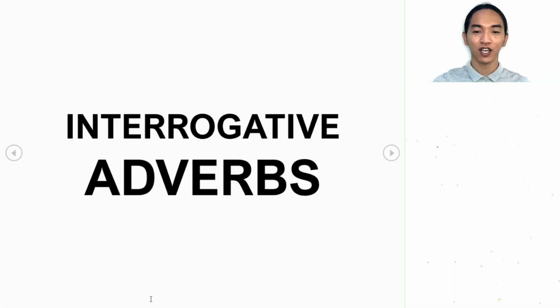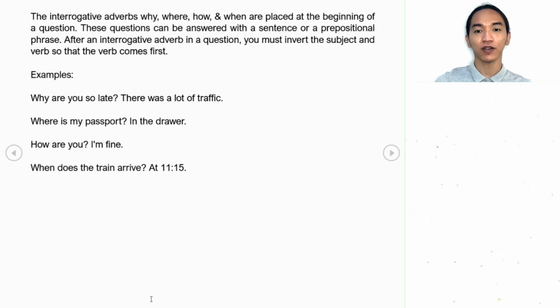Let's go. So for today, let's go ahead and talk about interrogative adverbs. So from the word itself, interrogative, as we know, means question words, okay? Or asking questions. So these adverbs, why, where, how, and when, are placed at the beginning of a question. So this is just like a regular question that we make. These questions can be answered with a sentence or a prepositional phrase. So it really depends on you how you are going to answer these questions.